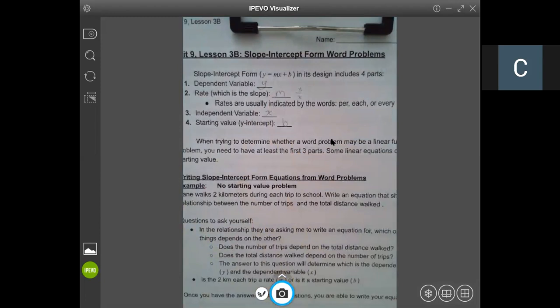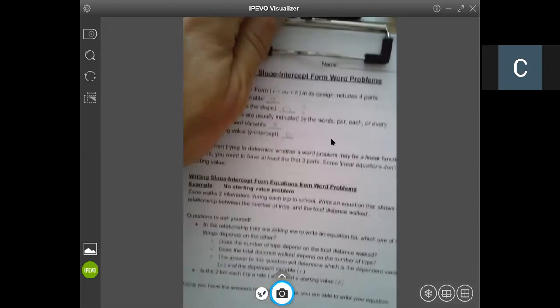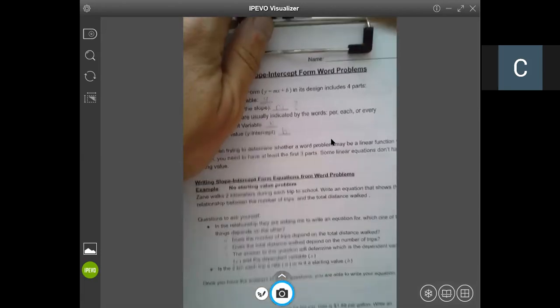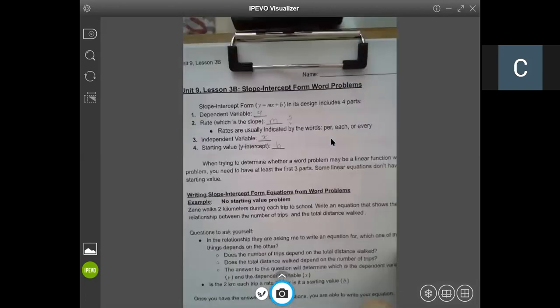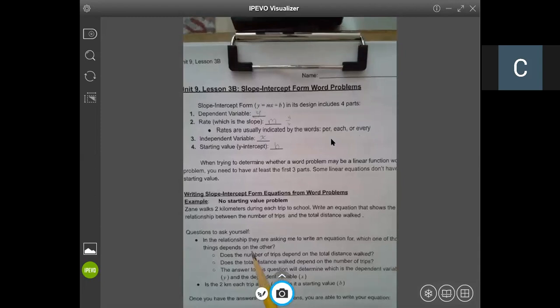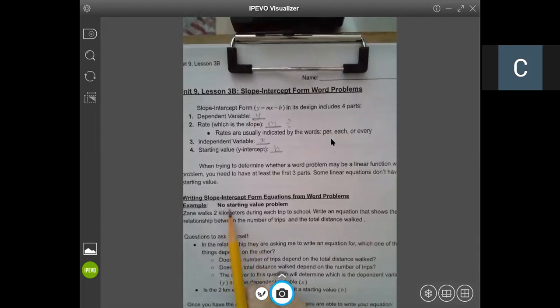So if we look at this first word problem, let me just get this so we can see the whole problem. All right, so I think we can get the whole problem in there. So in this example, this is an example of a word problem in slope-intercept form where we don't have this b value, where there's no starting value.